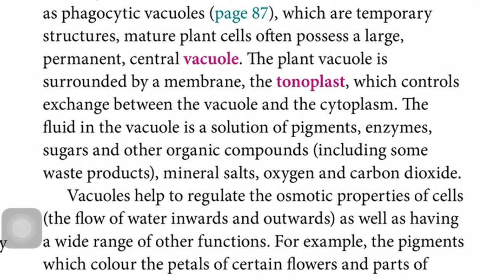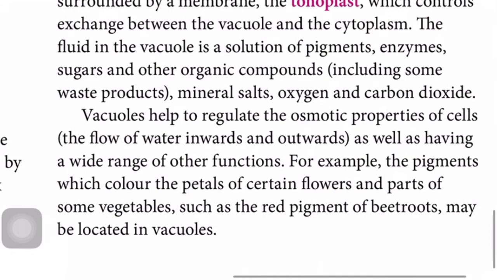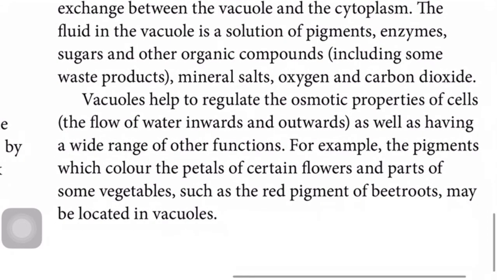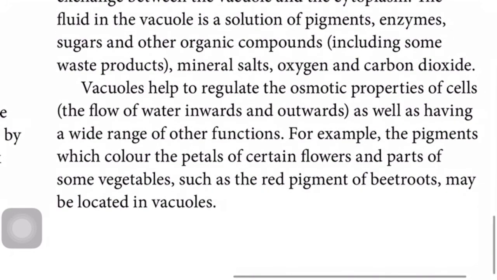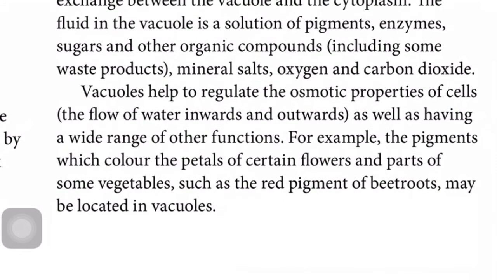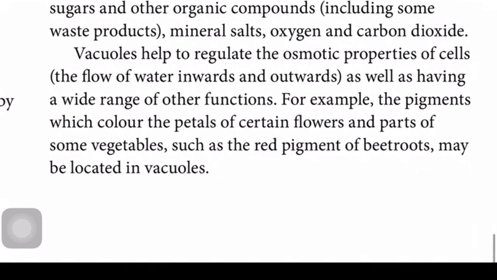The plant vacuole is surrounded by a membrane, the tonoplast. The membrane of the cell is called the cell membrane. The membrane of the nucleus is called the nuclear envelope. The membrane of the cell vacuole is called the tonoplast, which controls exchange between the vacuole and the cytoplasm. And we know that membranes can control the exchange of materials with their environment. The fluid in the vacuole is a solution of pigments, enzymes, sugars, and other organic compounds, including some waste products, mineral salts, oxygen, and carbon dioxide. So, what are pigments? Pigments are basically the colored chemicals in the cell that make the organ colored. These are good information.